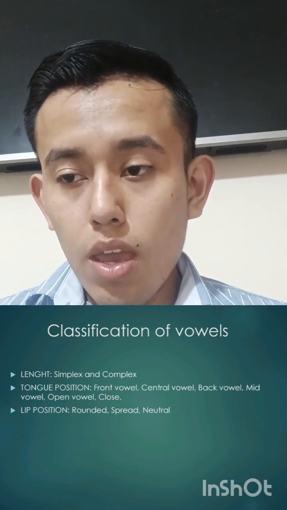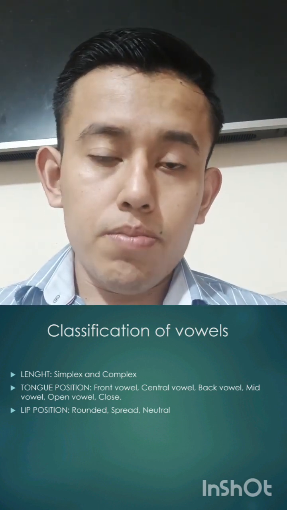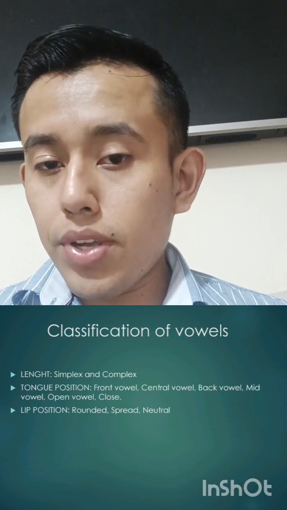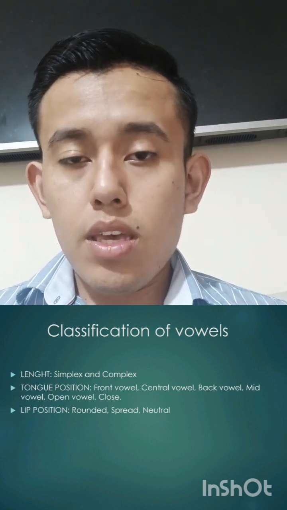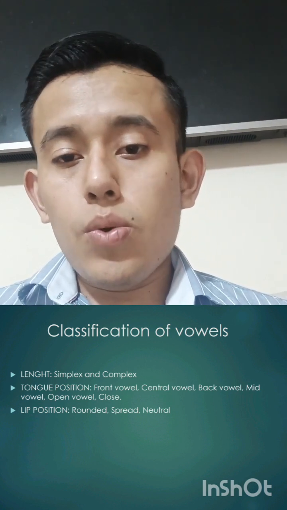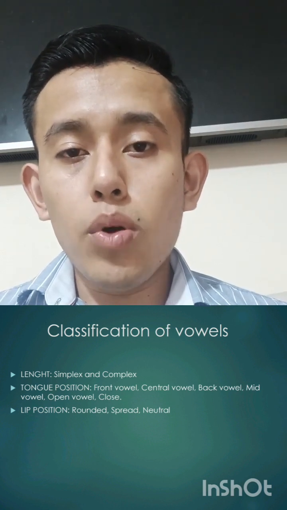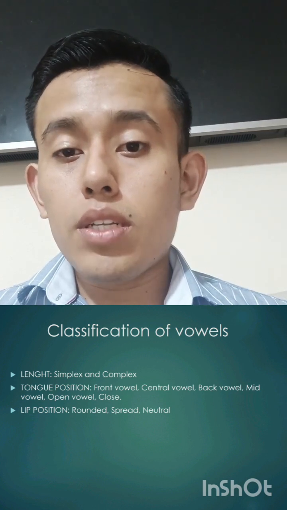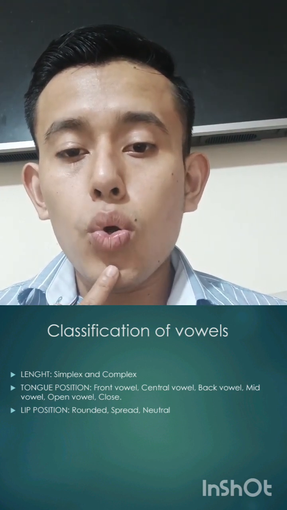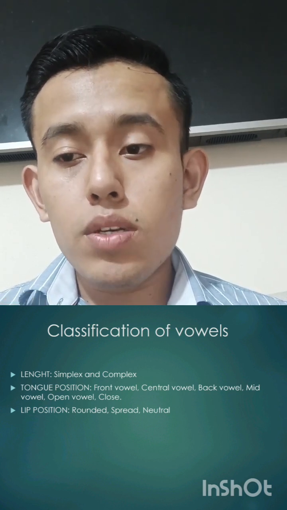Okay. The third point is about lips position. According to lip position, we have rounded, spread, and neutral, and also we have examples of each one of these. Rounded, we have words like look, book, boot. In rounded position of the lips, we have this form: book, look, boot. Okay.